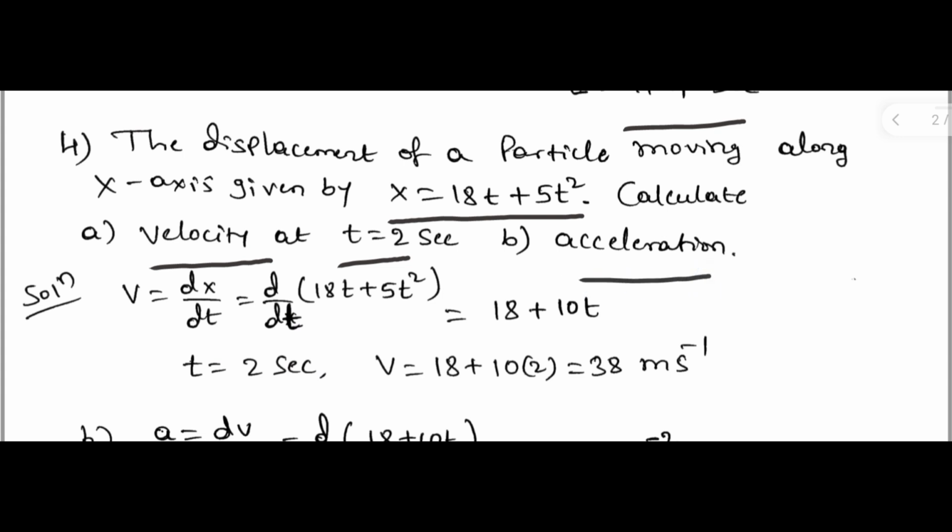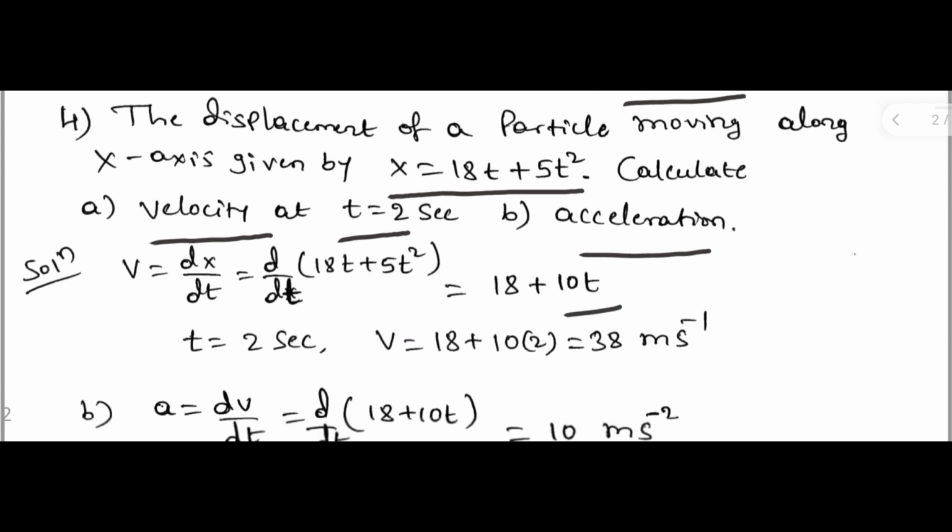First consider the displacement. For finding the velocity, we need the displacement: v equals dx by dt, that is d by dt of x, the displacement 18t plus 5t square. Let us go on differentiating the given displacement equation. 18t, after differentiation, becomes 18, the t value being 1, plus 5t square. Write 5 as it is; t square after differentiation becomes 2t. 5 into 2 is 10, so that becomes 10t. This is the velocity.